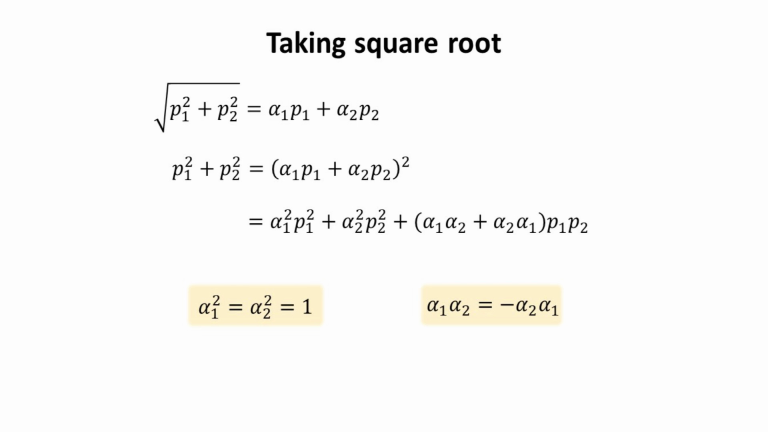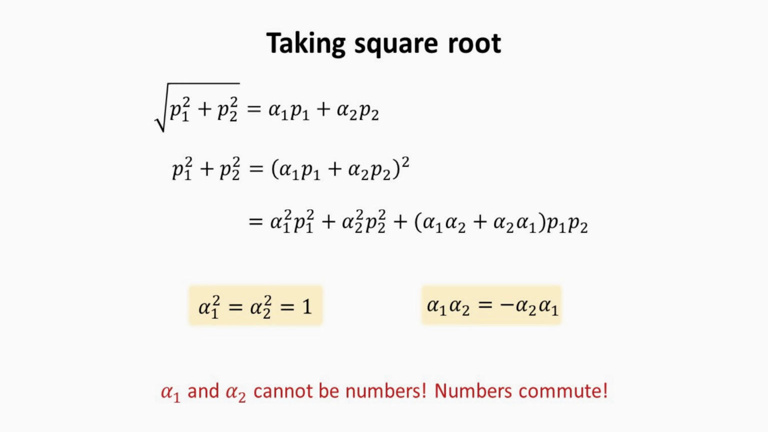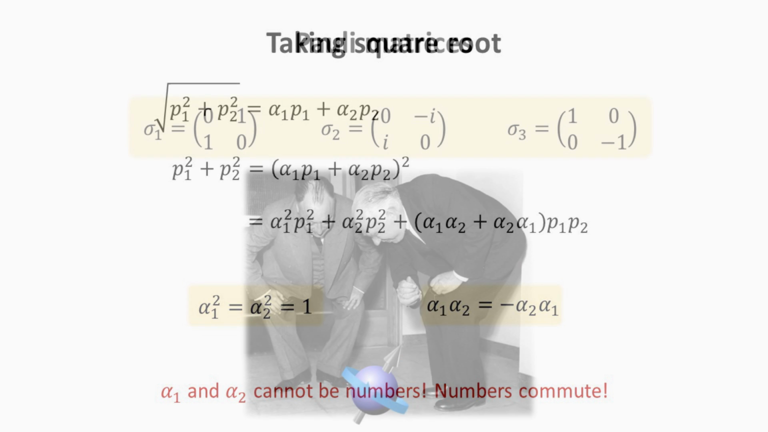Comparing the coefficients of the terms on the left and right, we can arrive at these constraints on the alphas. Their squares must be 1, and their product do not commute. The first condition would suggest alpha is some complex exponential phase, but that would not satisfy the latter as product of numbers surely commutes. Thus, there is only one way out. Alphas have to be matrices.